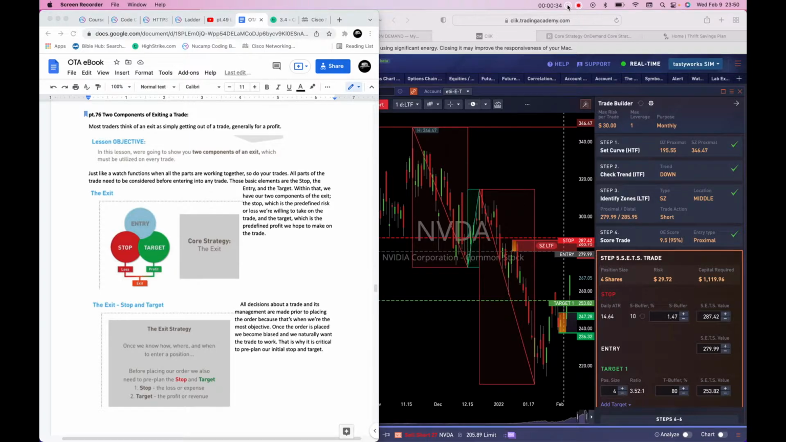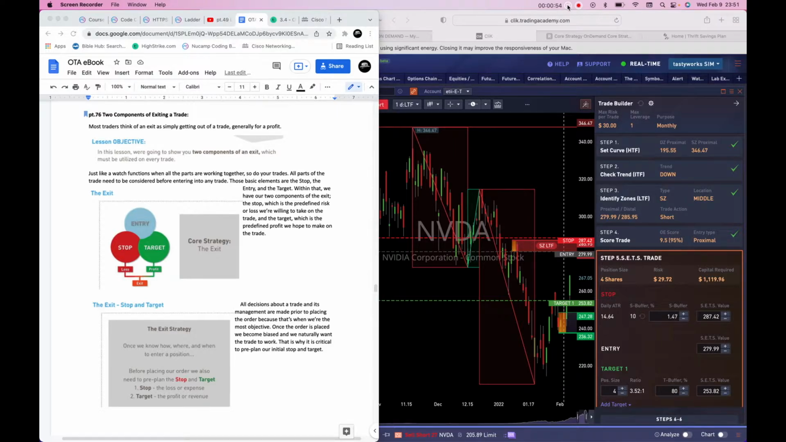Now, just like a watch functions when all the parts of the watch are working together, so do your trades. All parts of the trade need to be considered before entering into any trade. Those basic elements that we need to consider are the stop, the entry, and the target. Within that, we have our two components of the exit.